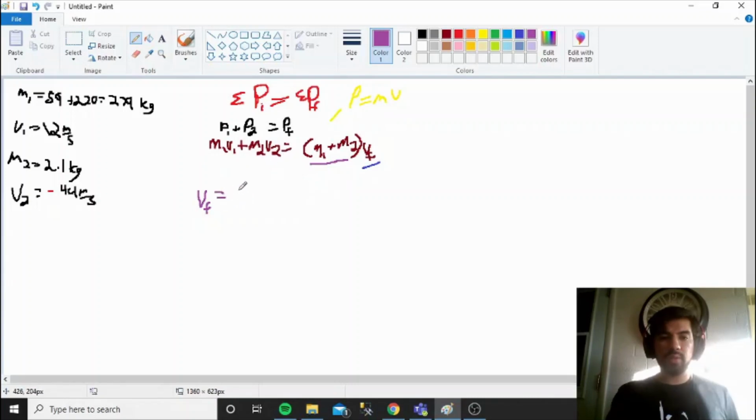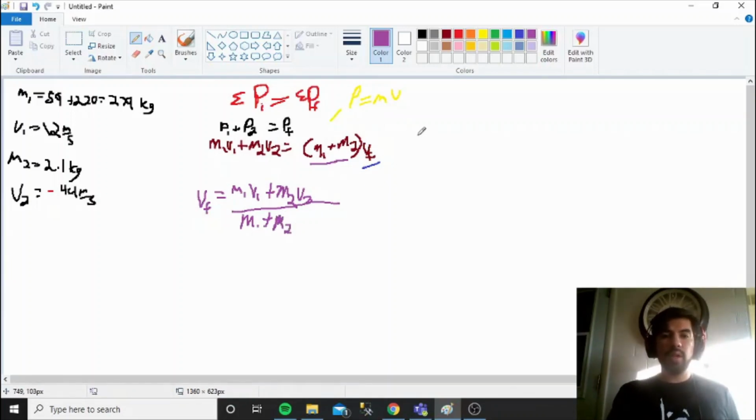So VF is going to equal M1 V1 plus M2 V2 divided by M1 plus M2.